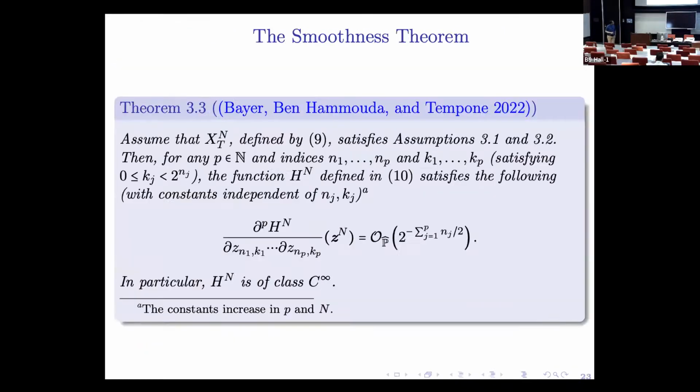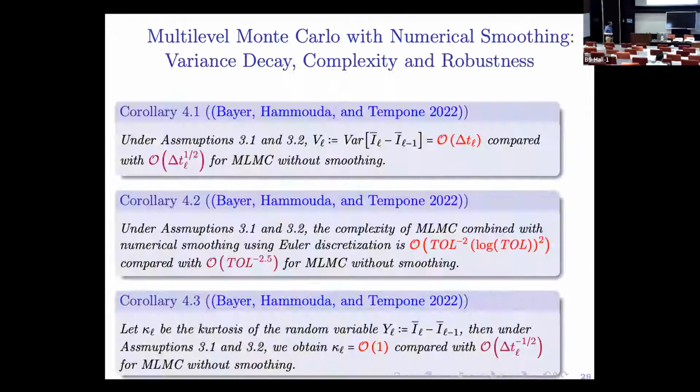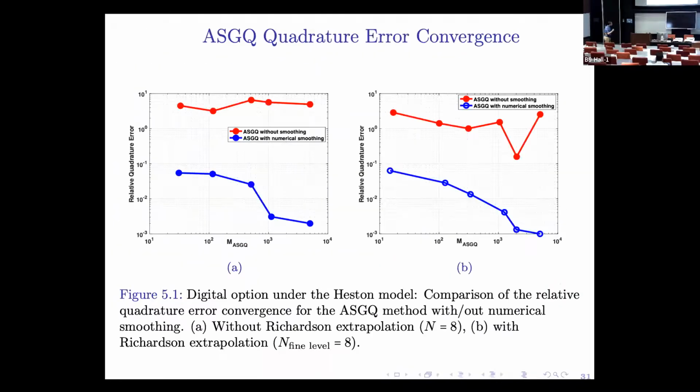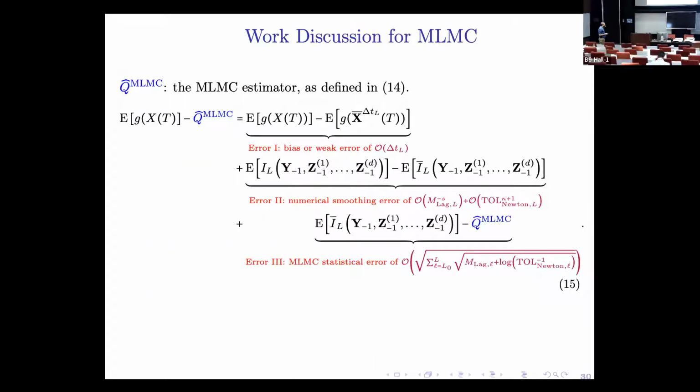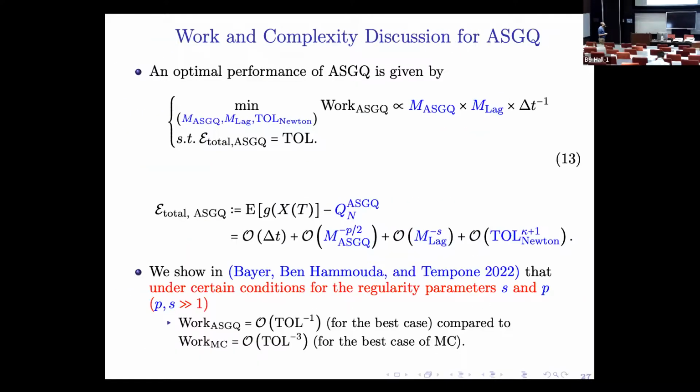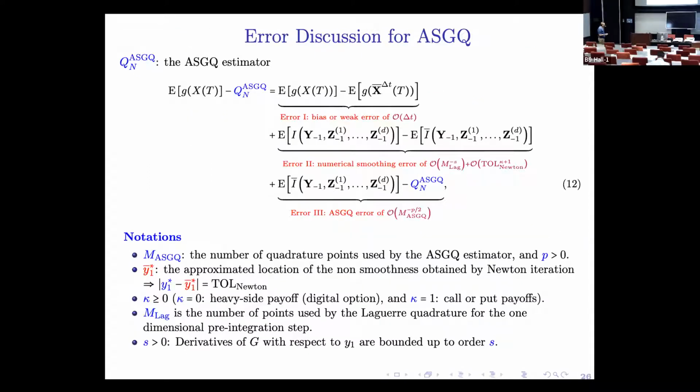Okay, so let me go to the numerical examples. In this example, I consider the Heston model, the digital option under the Heston model. And what we show here is the quadrature error, only the last contribution, with respect to the adaptive sparse grids. Let me go back. So I'm showing basically this error, the convergence of this error, the last contribution.